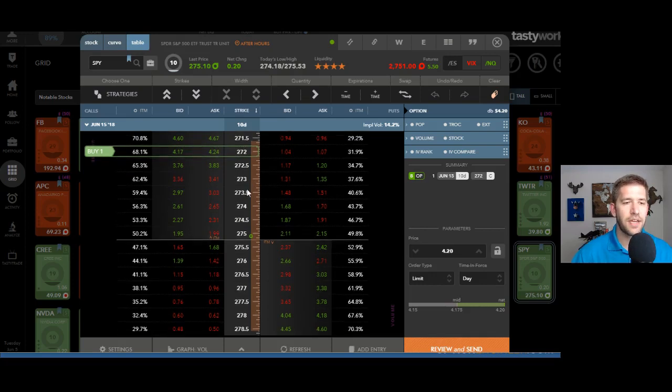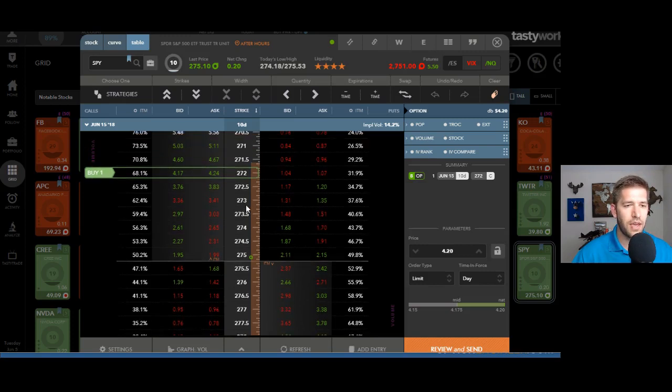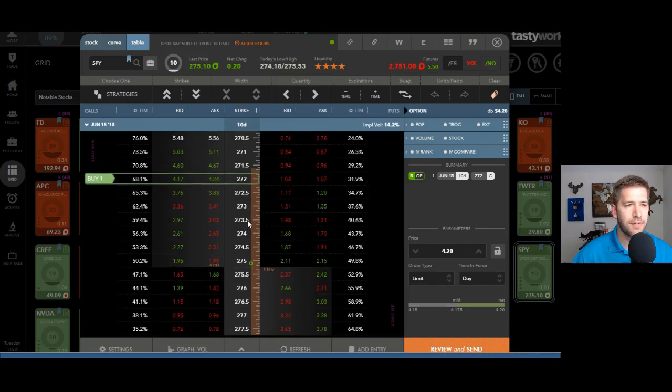Okay, so how do you find out if or when this is a profitable trade? The easiest way, if you are a new, kind of a beginning options trader, is up at the top here, you see this curve icon, this curve label.